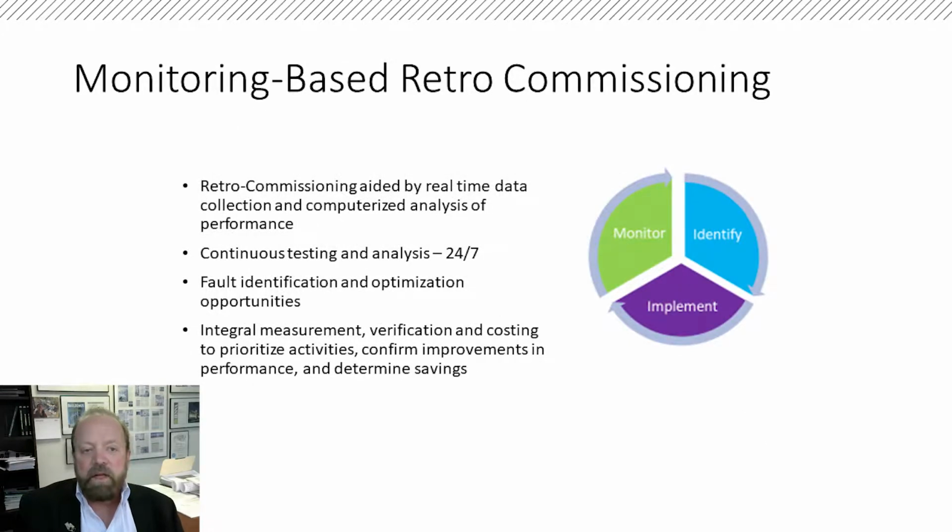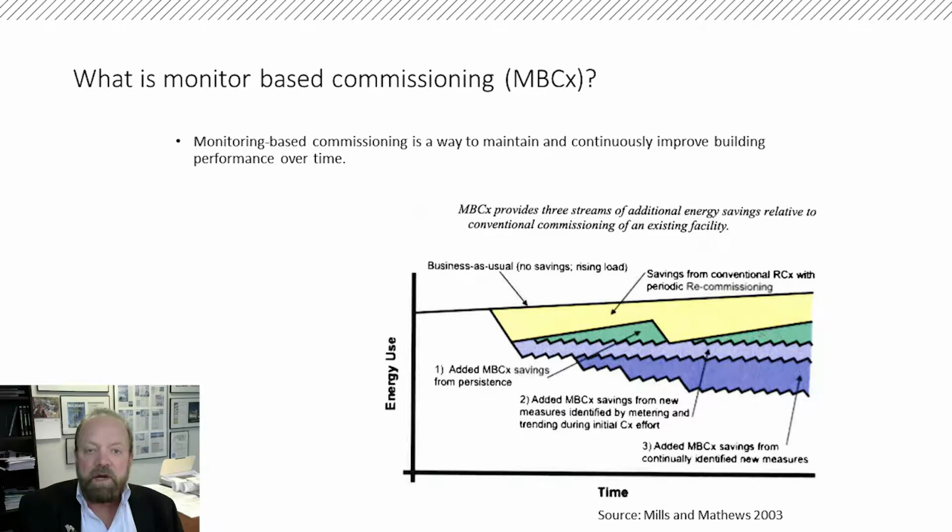So I want to talk about monitoring-based retro-commissioning. Retro-commissioning is a process to improve the efficiency of an existing building's equipment and systems. It can often resolve problems that occurred during the design phase or construction, or address problems that have developed throughout the building's life as equipment has aged or as building usage has changed. Monitoring-based commissioning is a process of collecting, storing, analyzing, and reporting data collected through sensors to optimize equipment performance and efficiency.